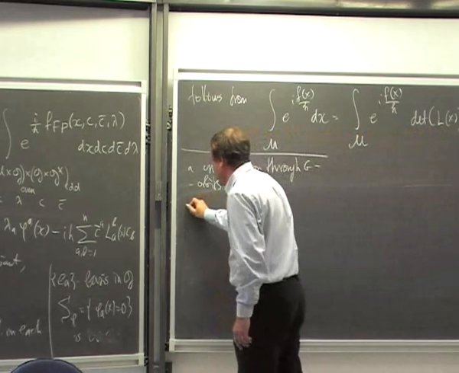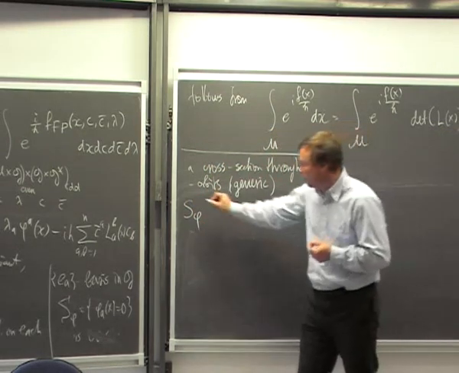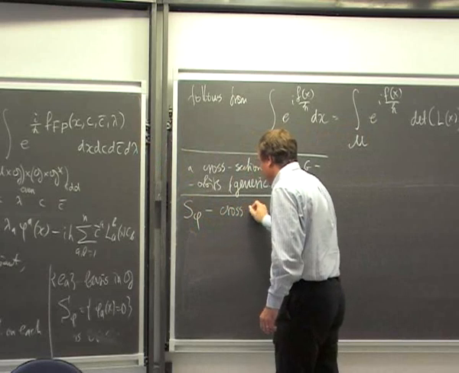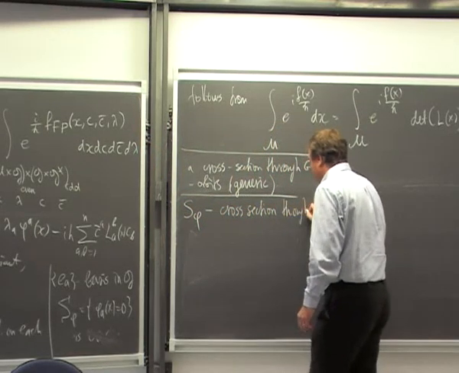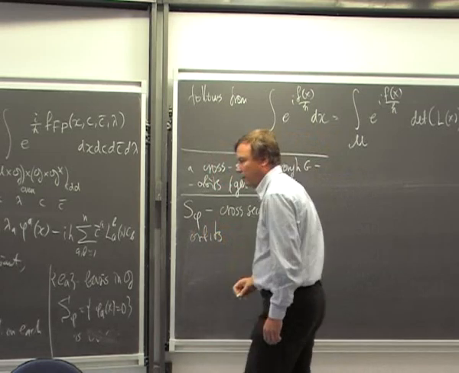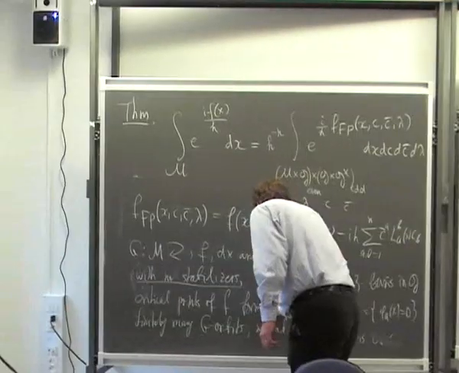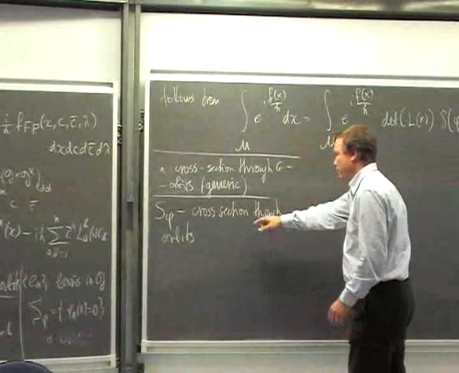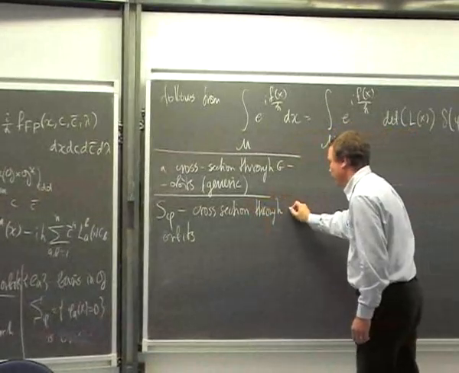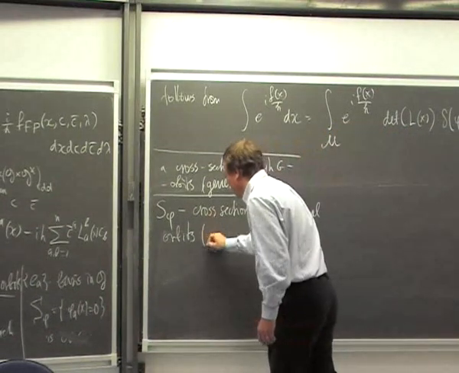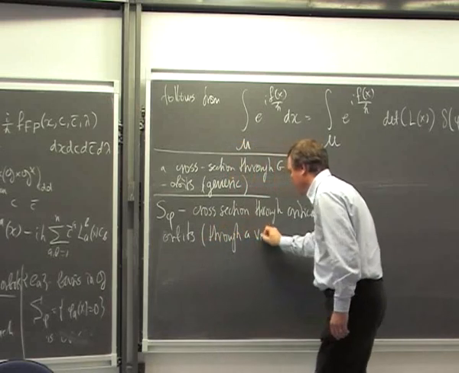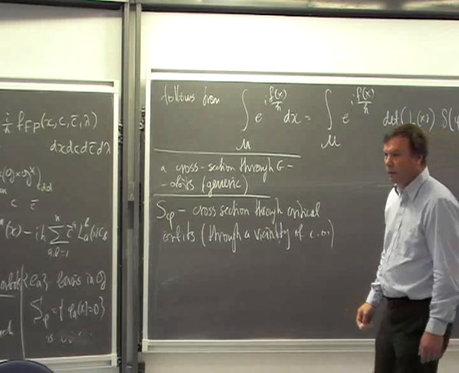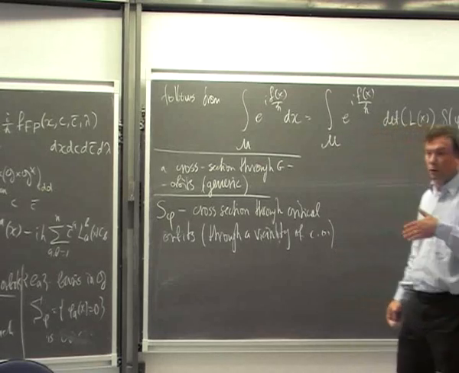And what's really important for the future, and that's the only thing that will be important for the asymptotical expansion of this integral, is that it's a cross section through orbits. Let me call these critical points formed critical orbits. So S phi should be a cross section through critical orbits, or rather through the vicinity of these critical orbits. So it should be just transversal to a critical orbit.